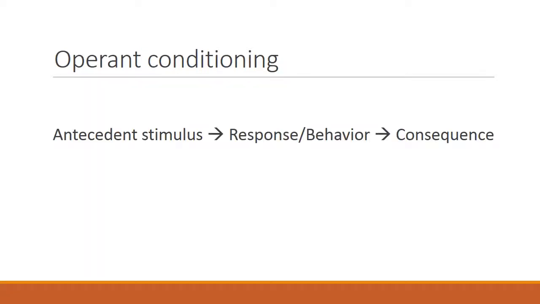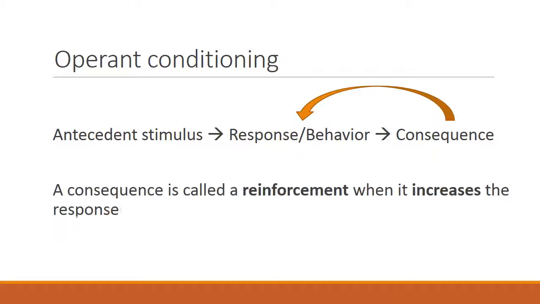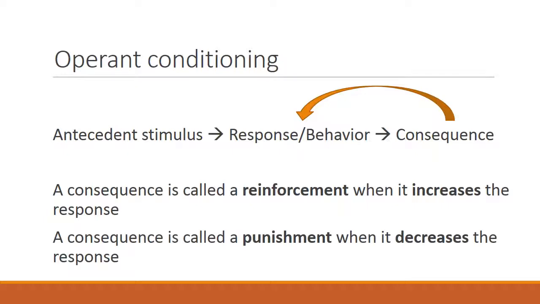The basic model is that an antecedent stimulus sets the condition for a response, which is the behavior, and this is followed by a consequence. Antecedent simply means that it comes before the response, as opposed to after the response. The basic idea in operant conditioning is that the consequence can be used to change someone's behavior by either increasing it or decreasing it. A consequence is called a reinforcement when it increases the response. A consequence is called a punishment when it decreases the response. These are the definitions. We cannot change them, this is just the way it is.